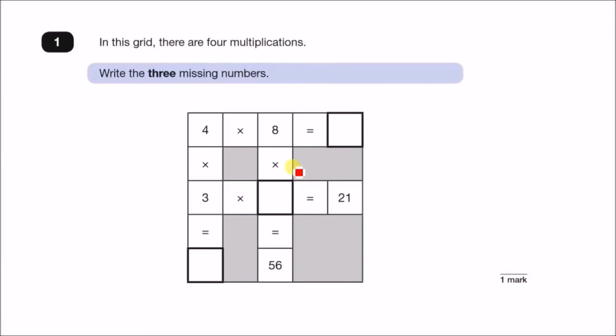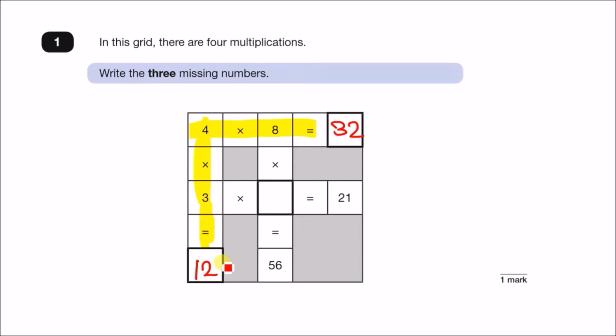All right, question 1. So in this grid, there are 4 multiplications. Write the 3 missing numbers. Okay, so for this one, we either work horizontally, so across, or vertically, downwards, yeah? So let's look at the first step. It says we've got 4 times 8, and it should give us 32. So that's a nice easy one. Another one we can go is downwards. So we've got 4 times 3, and this should give us a nice 12.